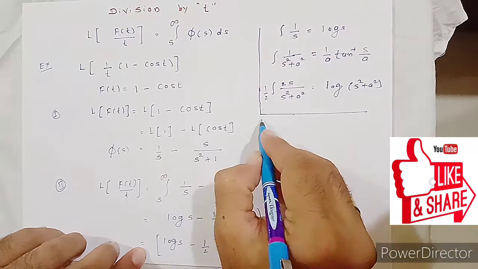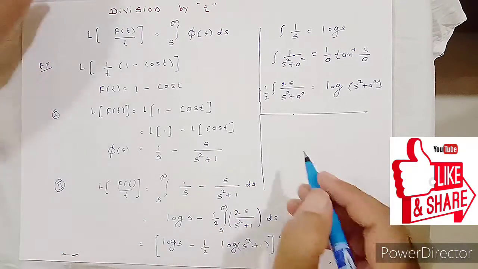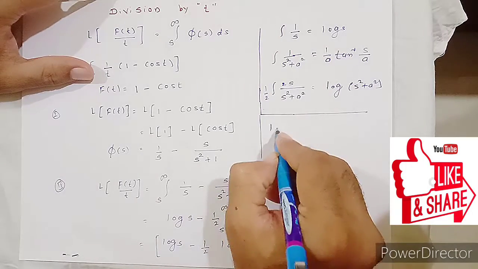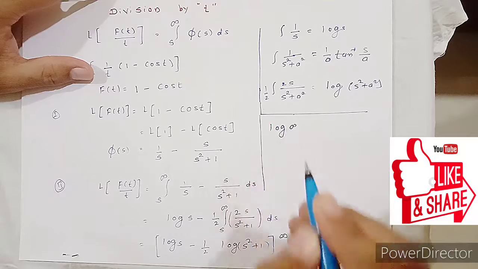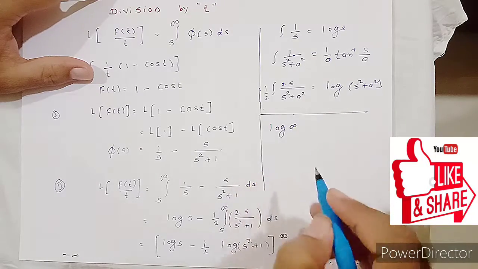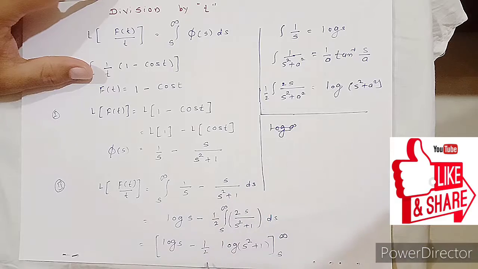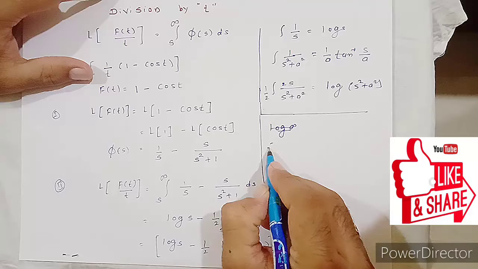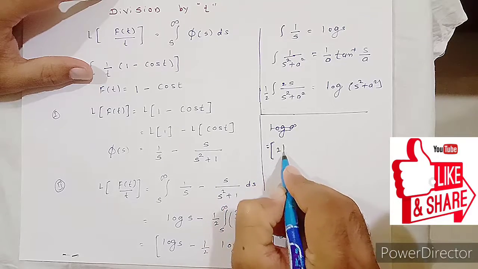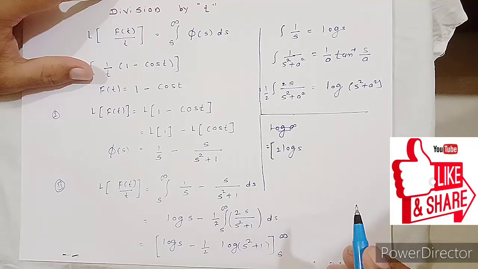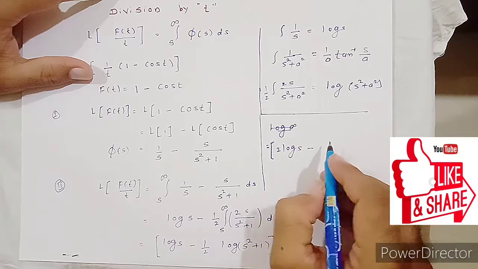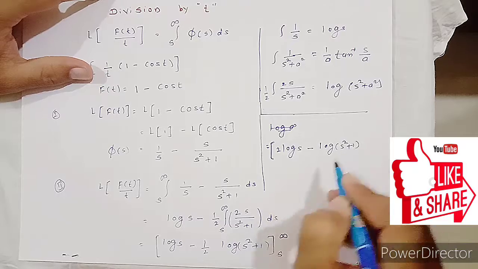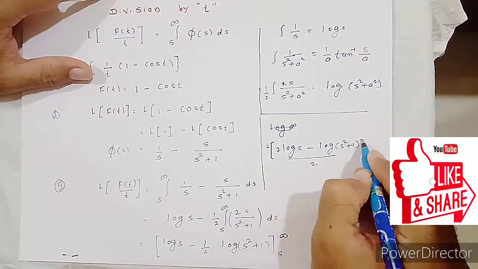Now we cover this topic, this last two step in this here. So log s, just put the limit. When we put the limit, it is a log infinity. Before putting the limit, we adjust 1 upon 2. So we are taking cross multiplication here. So what is the cross multiplication? 2 log s minus log s square plus 1 divided by 2, right?